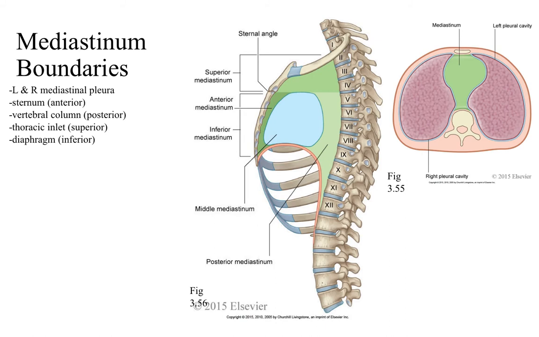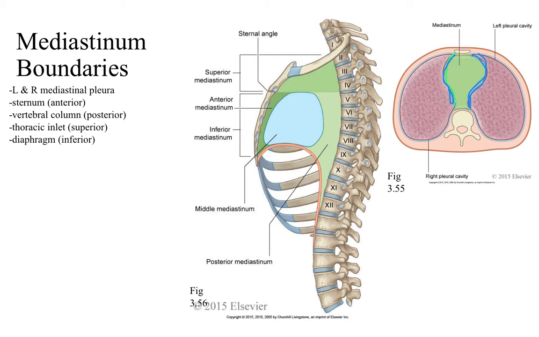So now that we've talked about the pleural membranes, and again, remember those form the lateral boundaries of the mediastinum. I'll use a different color. The lateral boundaries of the mediastinum right here, those would be the mediastinal pleura. But the mediastinum also has other boundaries as well.